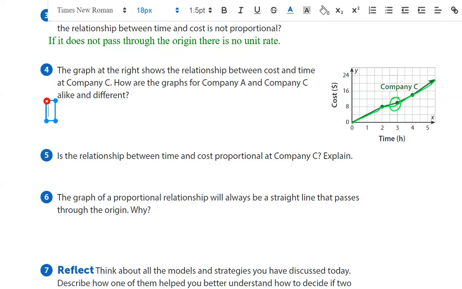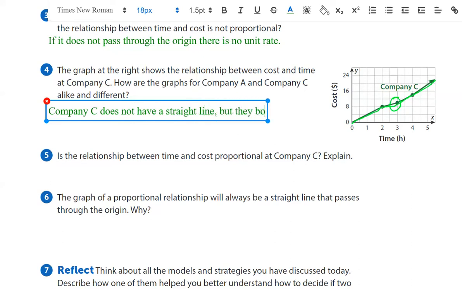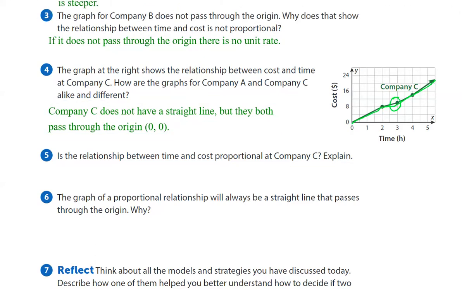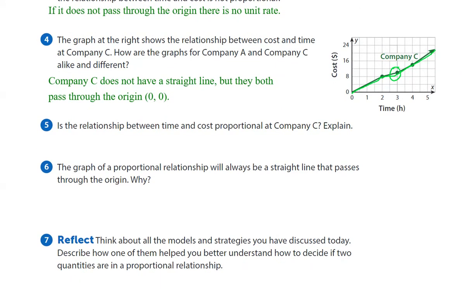So company C does not have a straight line, but they both pass through the origin, which, if you recall, is 0, 0. I'm going to keep writing that because I want you to remember it forever and make 8th grade a lot easier if you remember that.